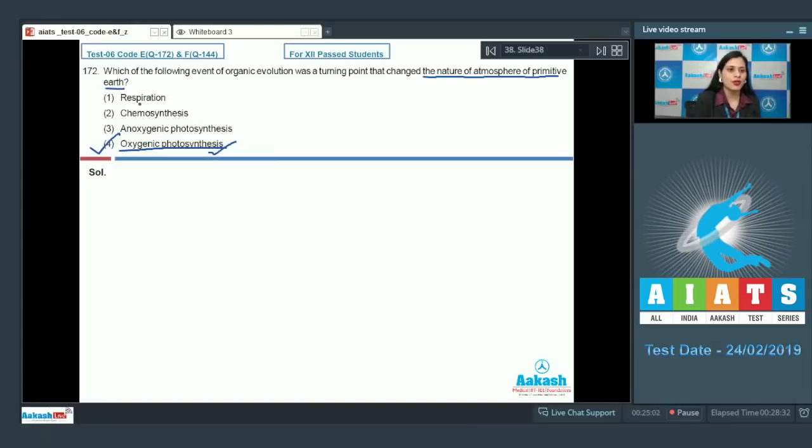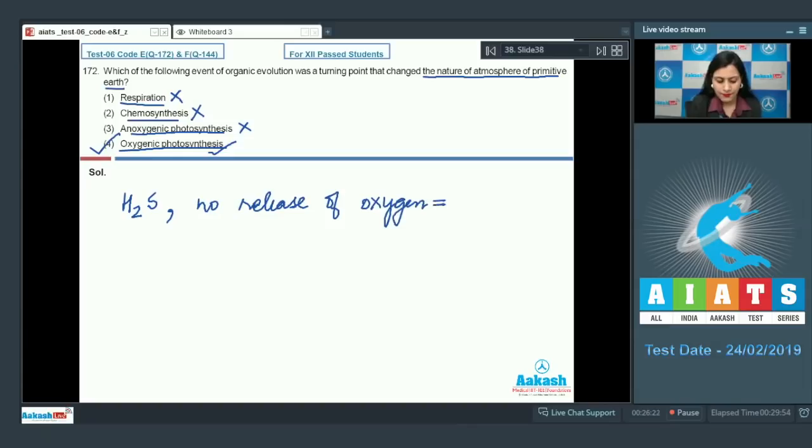Let's discuss rest of the options. The very first option given is respiration, and this is an incorrect option because respiration is defined as breakdown of food substances to release energy. The next option given is chemosynthesis, and this is an incorrect option because in chemosynthesis, food is formed by chemical reactions. And the next option given is anoxygenic photosynthesis, and this is an incorrect option. It is a primitive type of photosynthesis in which H2S is used in place of water and there is no release of oxygen. This primitive type of photosynthesis is known as anoxygenic photosynthesis. So the correct answer to this question is option number 4. Let's discuss our next question.